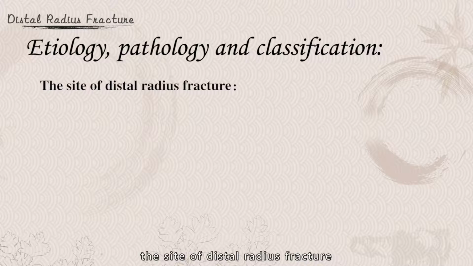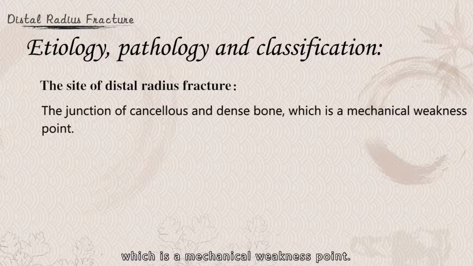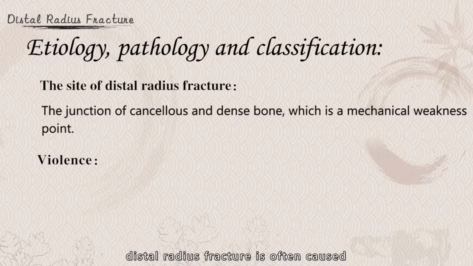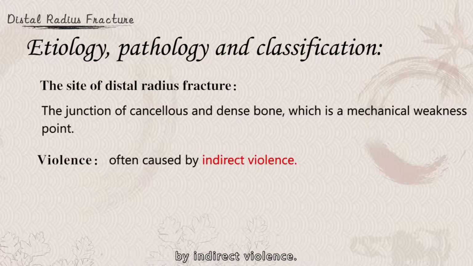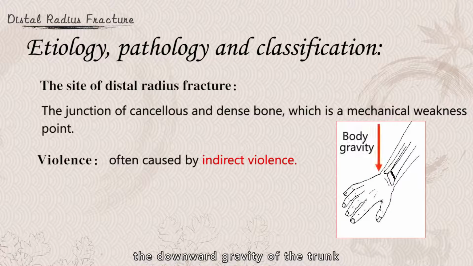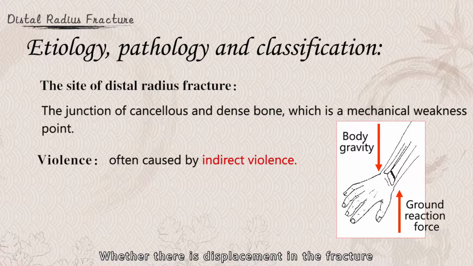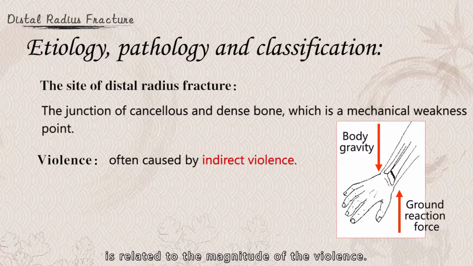The site of distal radial fracture is mostly at the junction of cancellous and dense bone, which is a mechanical weakness point. However, distal radial fracture is often caused by indirect violence. During falling, the downward gravity of the trunk and the upward counter force on the ground act on the distal radius, resulting in fracture. Whether there is displacement in the fracture is related to the magnitude of the violence.